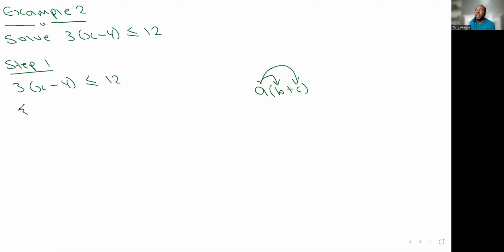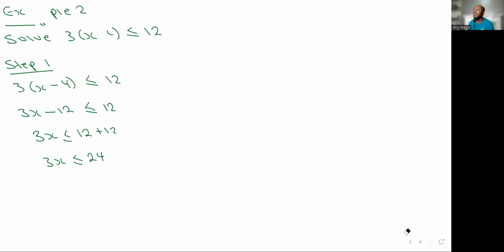3 times x will give you 3x. 3 times minus 4 will give you minus 12. Less than or equal to 12. You take 12 to the other side. 3x will be less than or equal to 12 plus 12. And 3x is going to be less than or equal to 24. Okay? And that will be that for that.